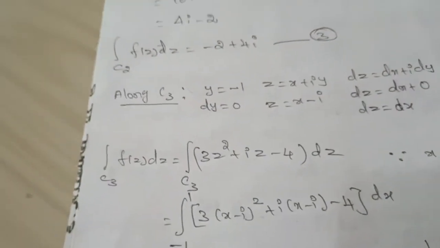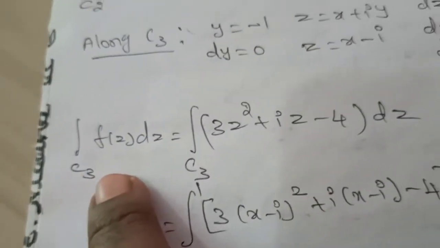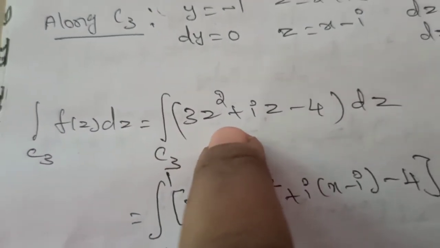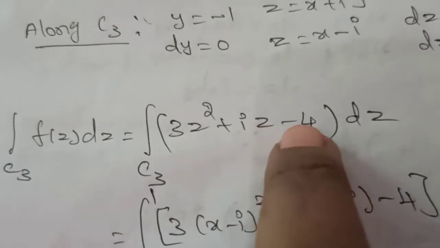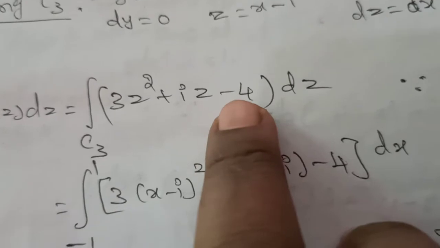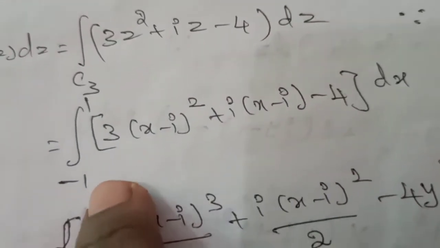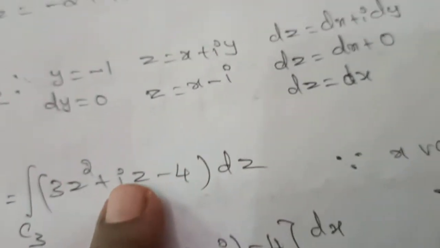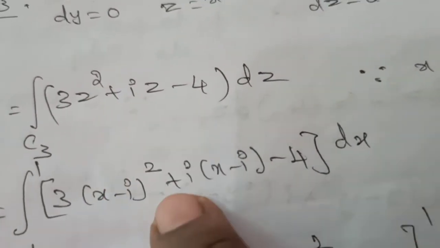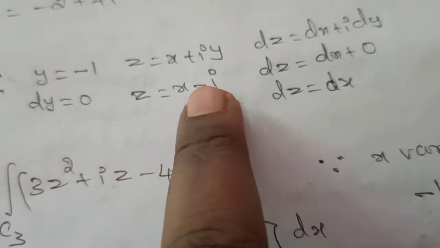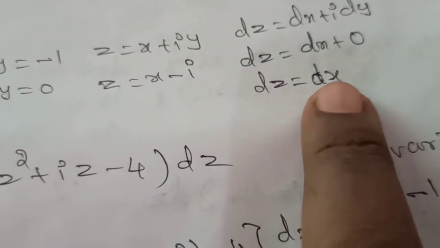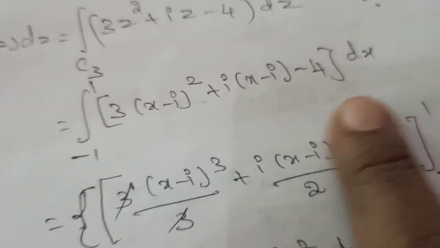Okay. Next to take the integration over C3 of f of z dz, which is equal to the integration over C3 of f of z value, into the given problem 3z square plus iz minus 4, substitute the f of z value into dz. Next in this z value can be replaced by x or y variable, that is integration of 3 into z value is x minus i. So you can substitute the x minus i the whole square plus i into z value again substituting x minus i minus 4 into dz value is dx. You can substitute here dx.